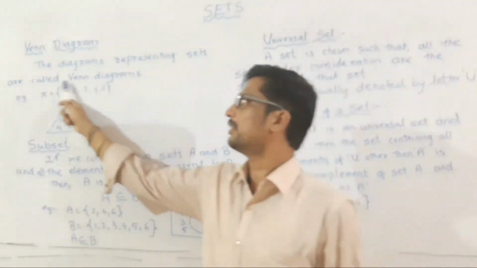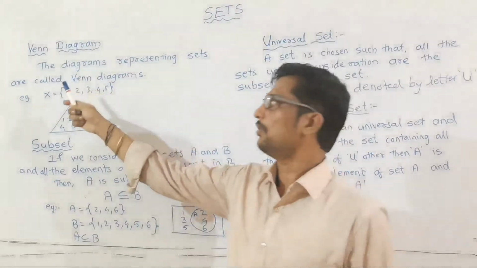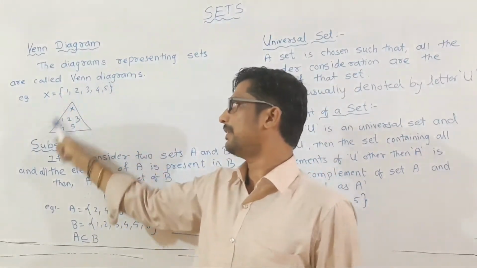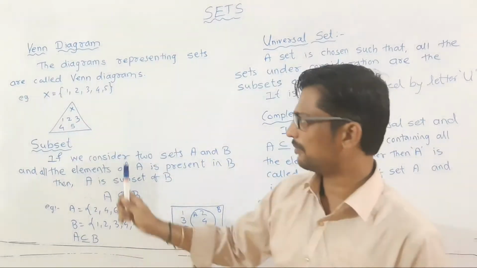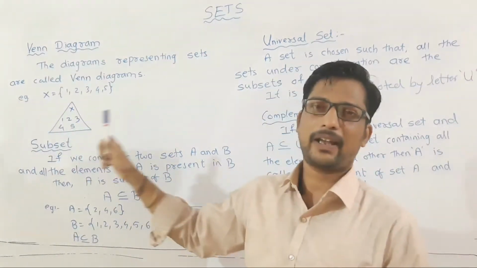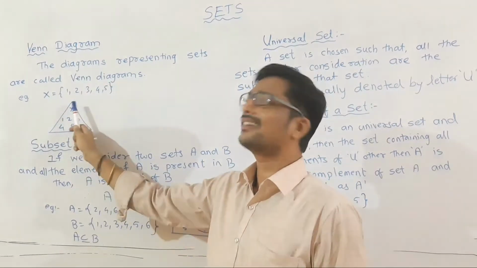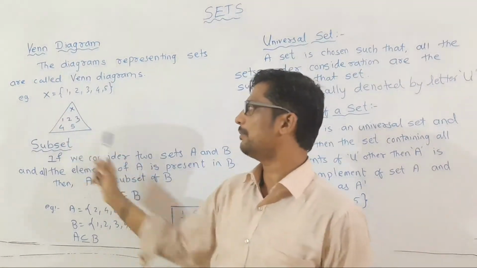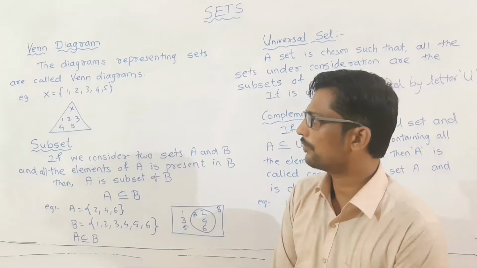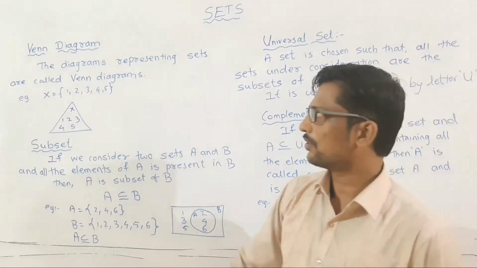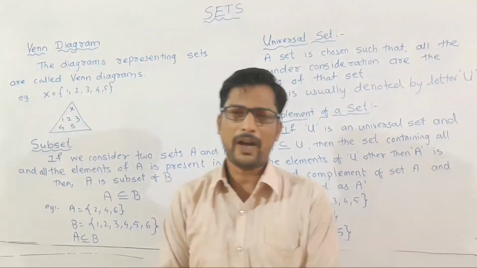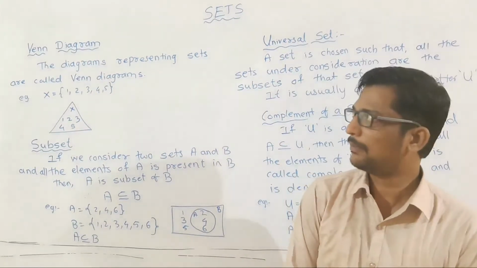4, 5. So this is the listing method, isn't it? Now the same set can be represented by any closed diagram. It can be a triangle, rectangle, circle, anything like this. I have written the name inside this triangle, and I have written all the elements over here: 1, 2, 3, 4, 5, etc. So this is called a Venn diagram.